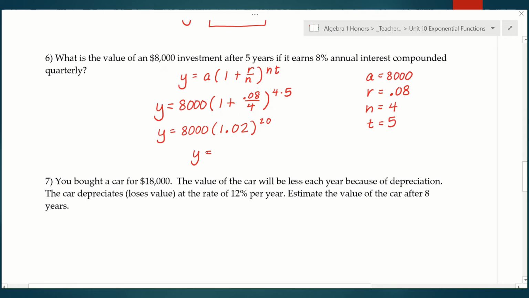All right, so let's type this in, and remember it's money, so we're going to take our answer and round it to the nearest hundredth. And I'm getting $11,887.58.